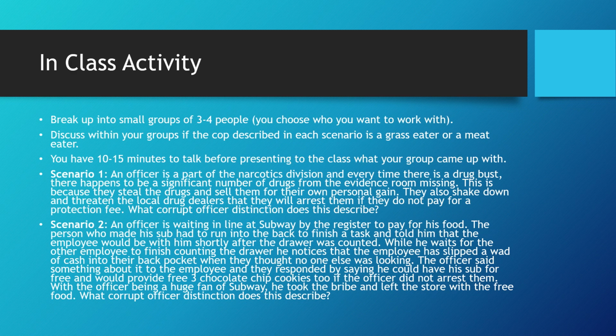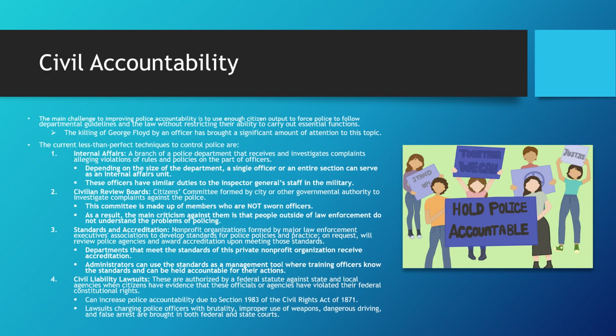Essentially, the purpose of this exercise is to open your eyes to how some cops may actively seek misconduct and how other cops may go with the flow, where if misconduct is presented on the job, they just go with it. The main challenge in improving police accountability is to use enough citizen output to force police to follow departmental guidelines and the law without restricting their ability to carry out essential functions.